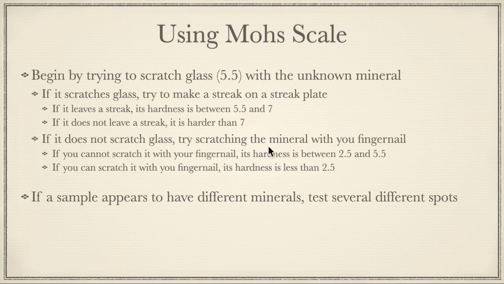So what you have here is a streak plate, your fingernail, and a piece of glass, and you can use those to break this down into quarters. So you have below 2.5, you have 2.5 to 5.5, 5.5 to 7, and then above 7. So you break it into these 4 bands to get a rough idea of how hard a mineral is. If a sample appears to have different minerals, test several different spots. So if you can obviously see different minerals, test those different spots to see if you can figure out what minerals there may be.